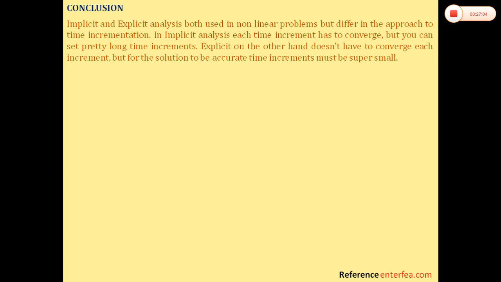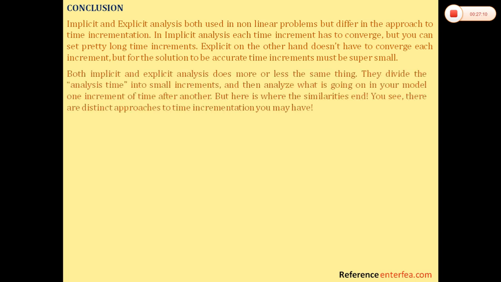Means in implicit we can give the higher time step, whereas in the explicit the time step is very small. Both implicit and explicit do more or less the same thing. This is a very important statement. Both implicit and explicit analysis do more or less the same thing. They divide the analysis time into small increments and then analyze what is going on in your model, one increment of time after another.